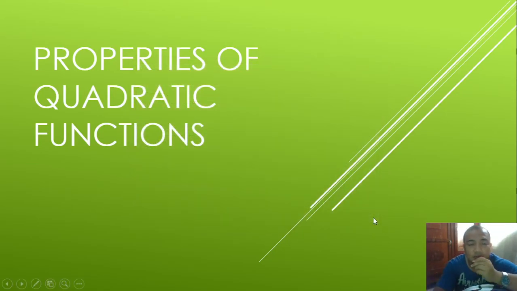Hello, grade 9 students. We're now through discussing the introduction to quadratic functions. We learned how to describe a quadratic function based on its graph and tables of values. Now let us continue our discussion on quadratic functions. Let us describe the properties of quadratic functions.